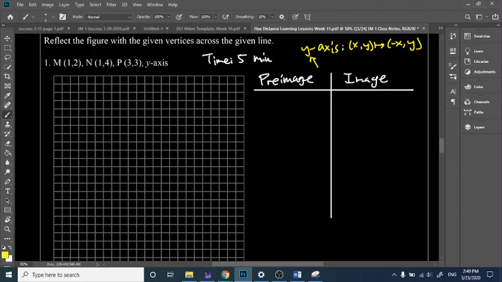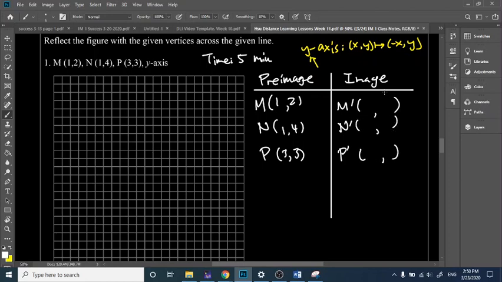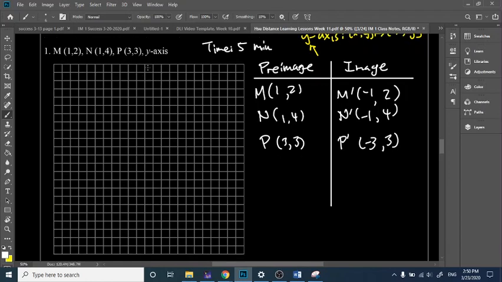Okay, so let's first write those points. M, N, P: 1, 2, 1, 4, 3, 3. So we're going to have the same thing, but prime versions. So the y stays the same. The x's, on the other hand, turn into negative. So now let's graph those things so that we can see what that looks like.